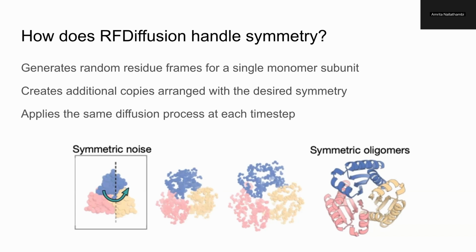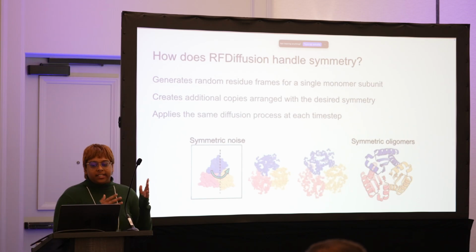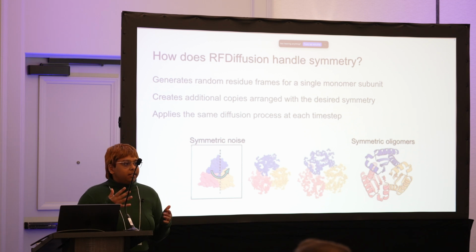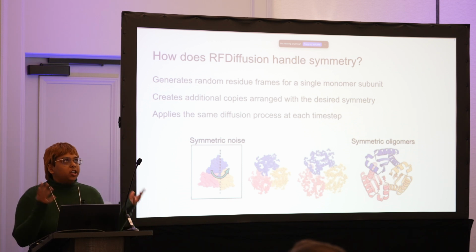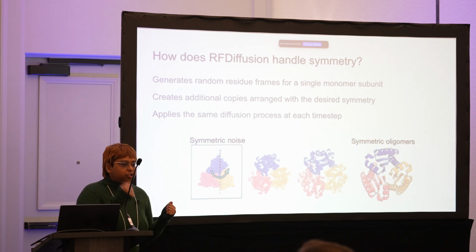It's also interesting because this integrates with diffusion's attention mechanism really well, and the attention heads can actually look across symmetric copies. So when the model is designing one part of the interface, it's actually aware of what's happening to all the symmetric partners. And this is why it leads to realistic interfaces between the oligomers, because it sort of understands this symmetric environment, even though it's only making changes to one at a time.